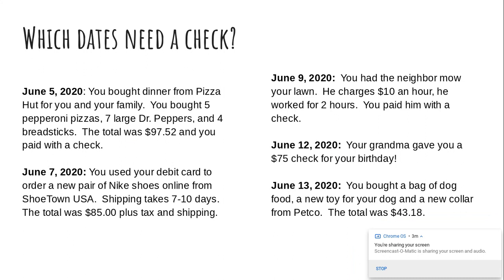Let's read the first one. June 5th, 2020. You bought dinner from Pizza Hut for you and your family. You bought 5 pepperoni pizzas, 7 large Dr Peppers, and 4 breadsticks. The total was $97.52, and you paid with a check. What do we think? Yes or no? Yes, that needs a check. It says right there, you paid with a check. So the first one needs a check.